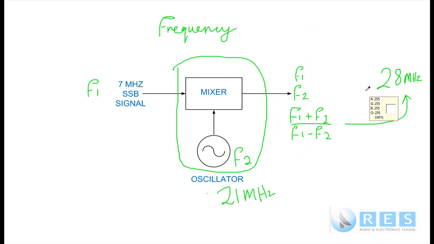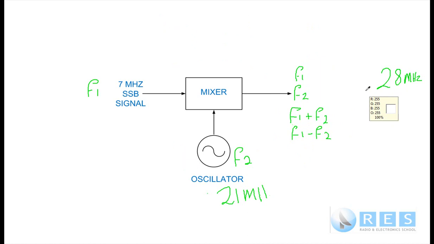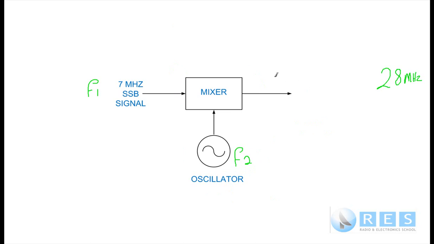I'm just going to give myself some screen space. So the product we want is F1 plus F2, and we have to get rid of all those other ones. So we need to put a filter here, and the filter we need to put is a bandpass filter. A bandpass filter just passes a narrow band of frequencies. It will only pass the frequencies that the bandpass is designed to pass.